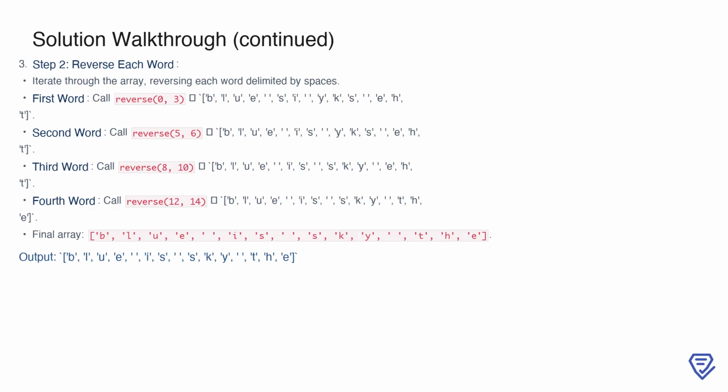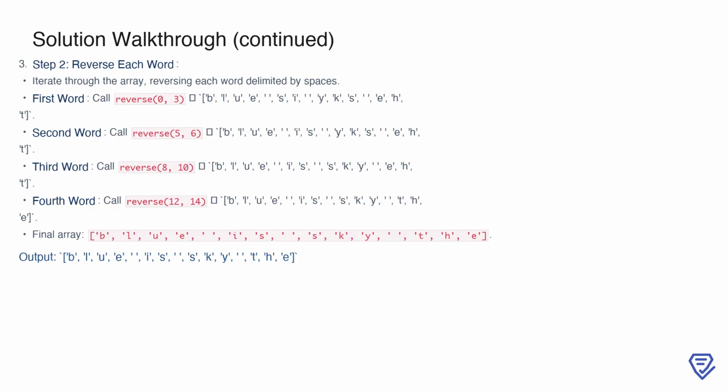Next, we reverse the word is by calling reverse 5, 6, giving B, L, U, E, I, S, Y, K, S, E, H, T. Similarly, we reverse the word sky by calling reverse 8, 10, resulting in B, L, U, E, I, S, S, K, Y, E, H, T. Finally, we reverse the word the by calling reverse 12, 14, which updates the array to B, L, U, E, I, S, S, K, Y, T, H, E.